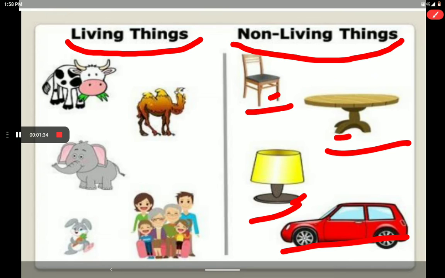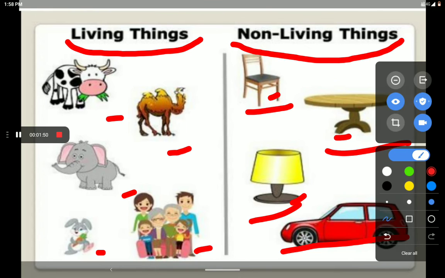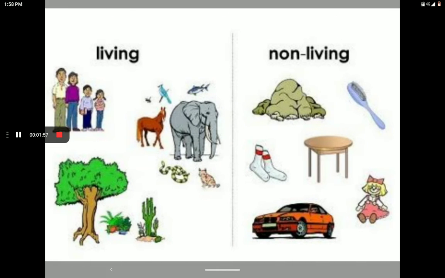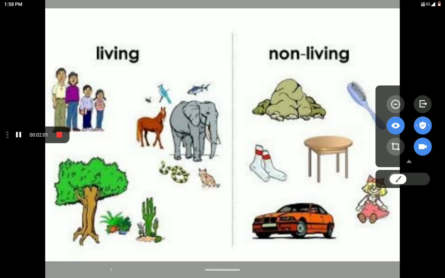And other than that, there are living things: camel, cow, elephant, rabbit, and human beings. They move, they run, they eat, they drink, they breathe, they feel. They're all living things. Let me explain with other pictures. So here we have a different picture.